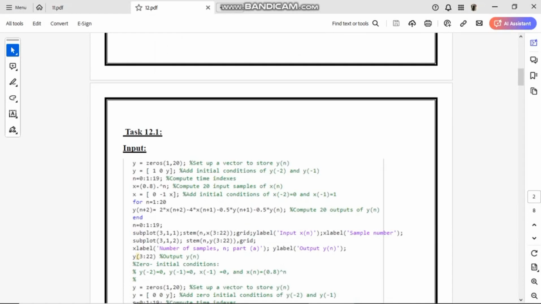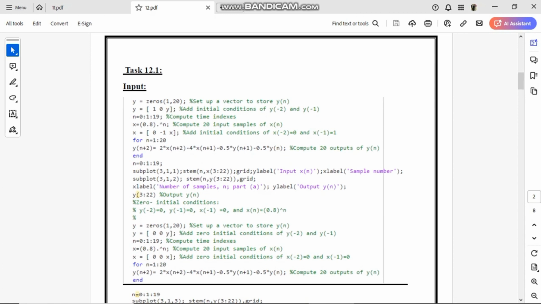I have set up a vector to store y of n. Y is equal to 0, 1 or 2, then y of 1, 0, y. Add additional conditions of y of minus 2 and y of minus 1. Then I have computed the time indexes and then computed the time and inputting samples of x of n. Then added initial condition of x of minus 2 and x of minus 1 is equal to 1.